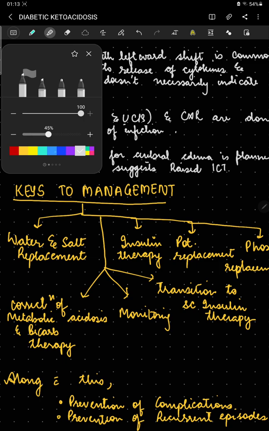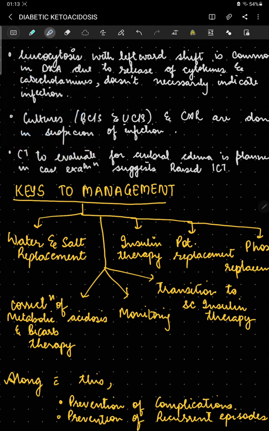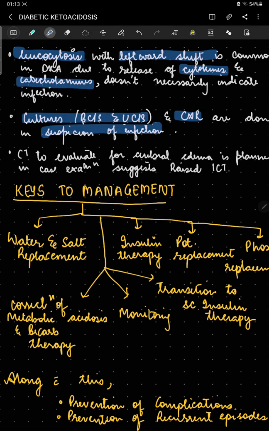So now coming back to diabetic ketoacidosis, sometimes there is also a rise in TLC when you see the CBC of the child. This leukocytosis with leftward shift is common in DKA because there is release of cytokines and catecholamines, and this doesn't necessarily indicate infection. Also, cultures have to be sent, blood culture sensitivity and urine culture sensitivity, and a chest x-ray is also to be done. All this is done to look for foci of infection.